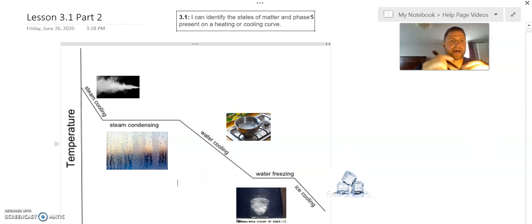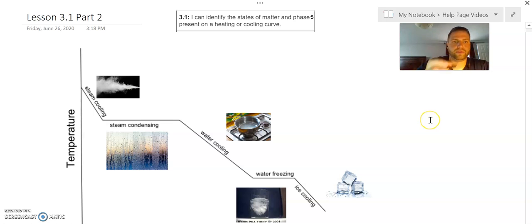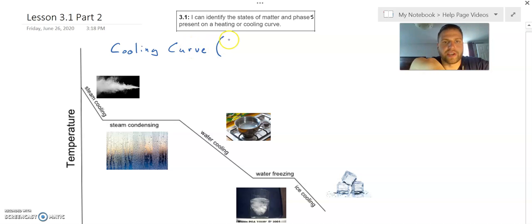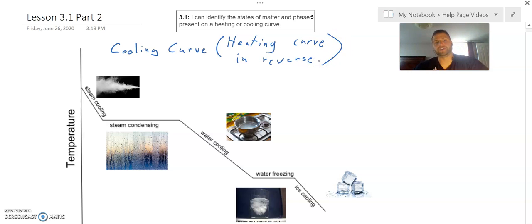So here's what we want to write at the top on our cooling curve. We're going to label here, this is a cooling curve, okay? And in parentheses, we're going to say heating curve in reverse. Instead of gaining particle energy and getting hotter, the particles are actually losing energy and getting slower.